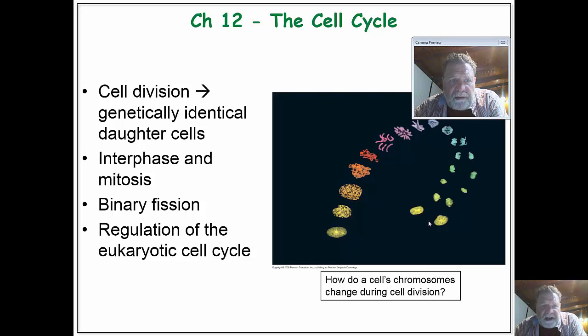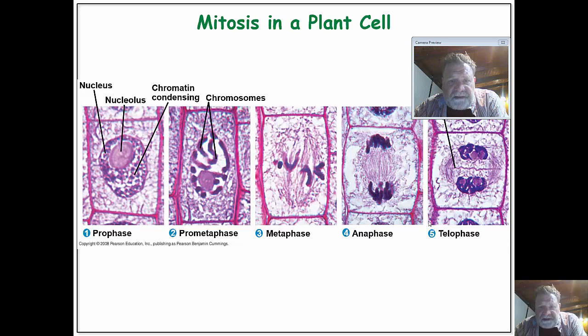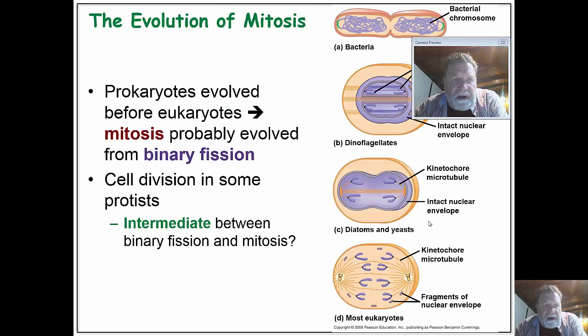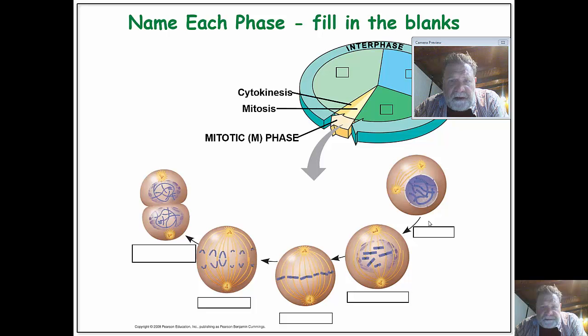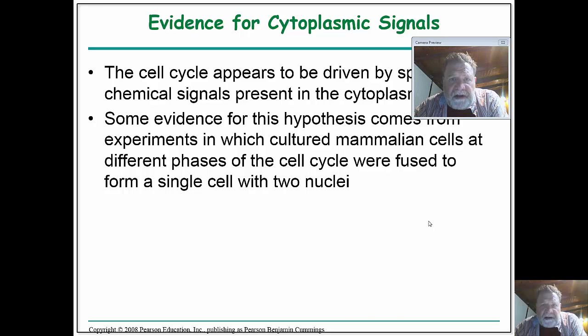Again, in the cell cycle, what we're looking at is cell division, producing 2 identical cells. We looked a little bit at cancer. Again, plants are a little bit different in that they form a cell plate instead of the furrow. Be able to look at this, look at the cell cycle, and be able to identify parts of the cell cycle.